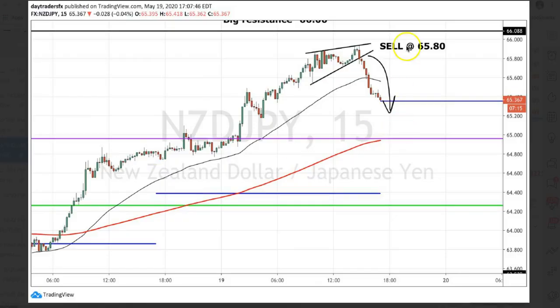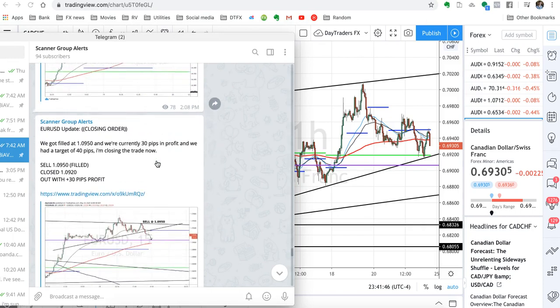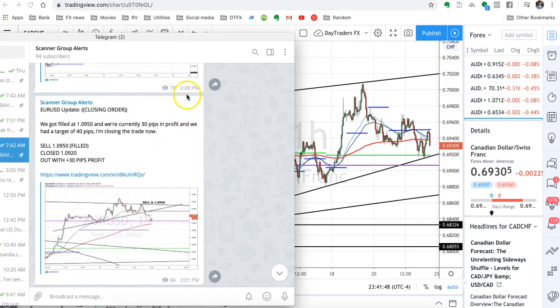And you can see that we did a sell at 65.80 up here. This thing ran down to a pivot point, and I said, let's get out of this. Let's be done with this. So we got out with 40 to 45 pips profit, piece of cake, worked out well. That was at 2 p.m.